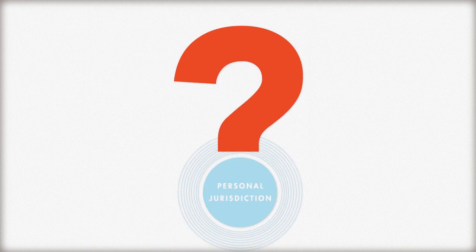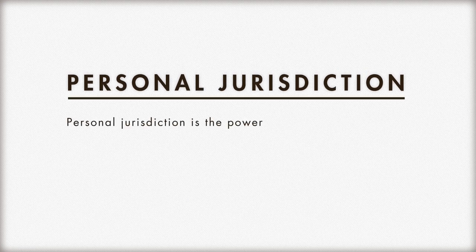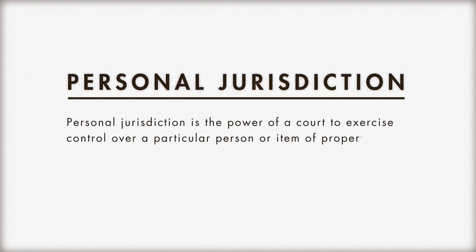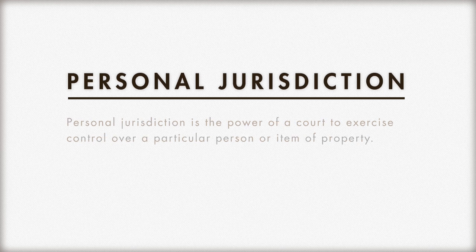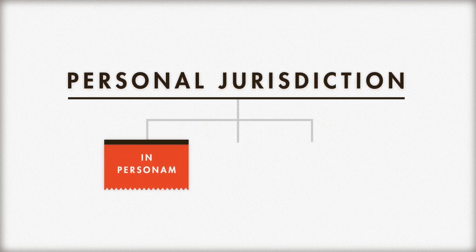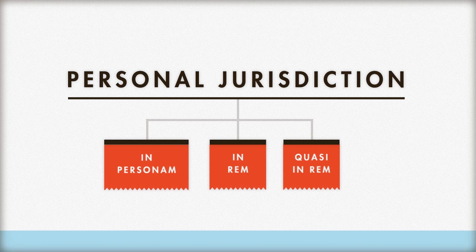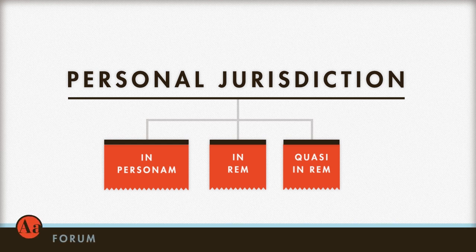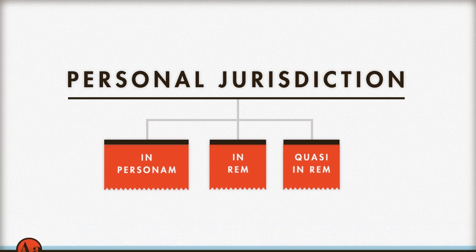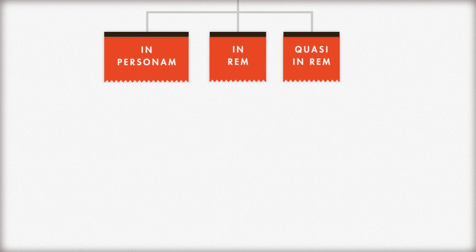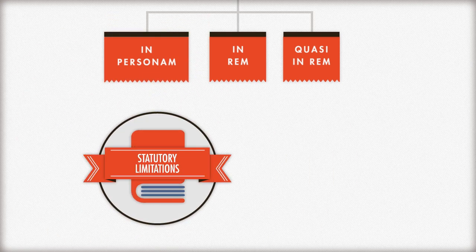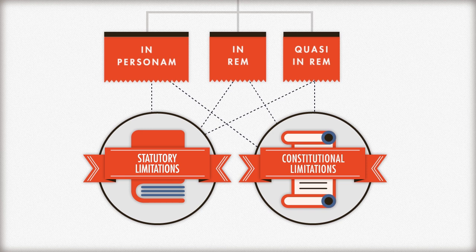So what is personal jurisdiction? It's the power of a court to exercise control over a particular person or item of property. There are 3 types: in personam, in rem, and quasi in rem. In personam jurisdiction involves jurisdiction over a defendant by virtue of the defendant's relationship with the forum state. In contrast, in rem and quasi in rem involve jurisdiction over a defendant because the defendant owns property in the forum state. Each of the 3 types of personal jurisdiction has both statutory and constitutional limitations.